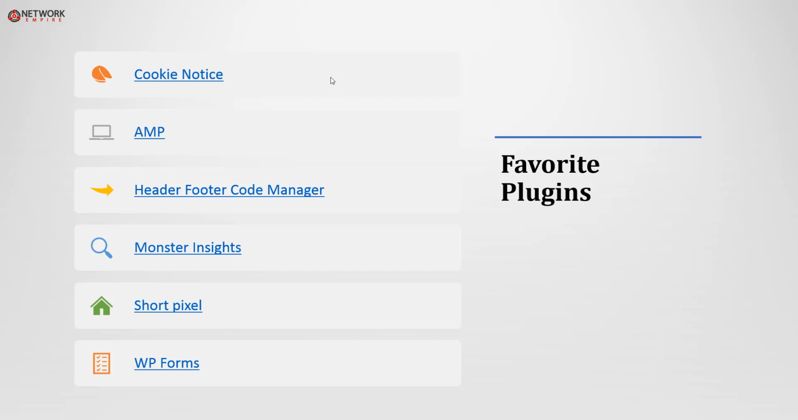The next thing we've got is AMP. AMP is a plugin that basically creates very, very lightweight files that are presented to mobile phones. So the plugin is just called AMP. The next thing I use is Header and Footer Code Manager.